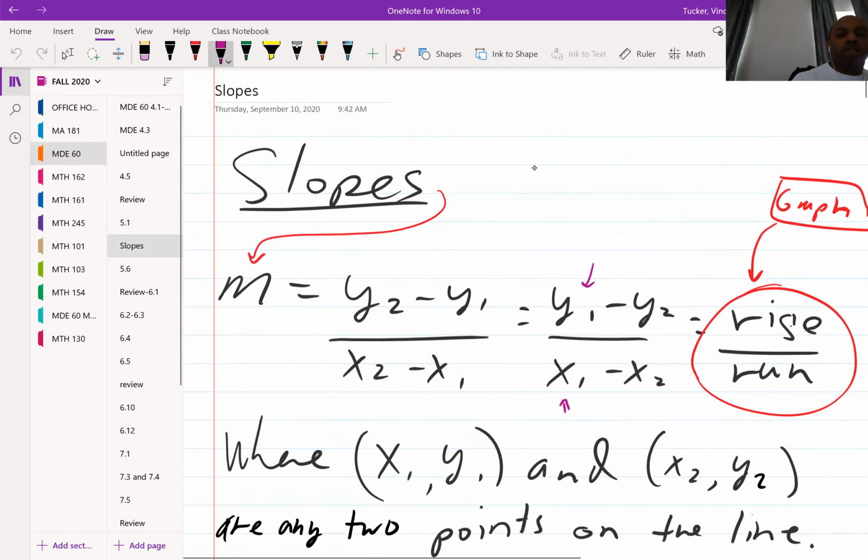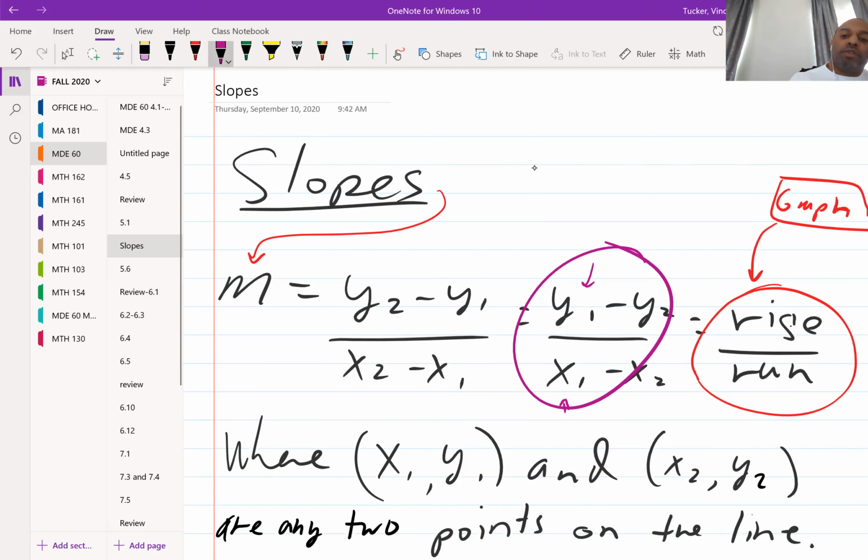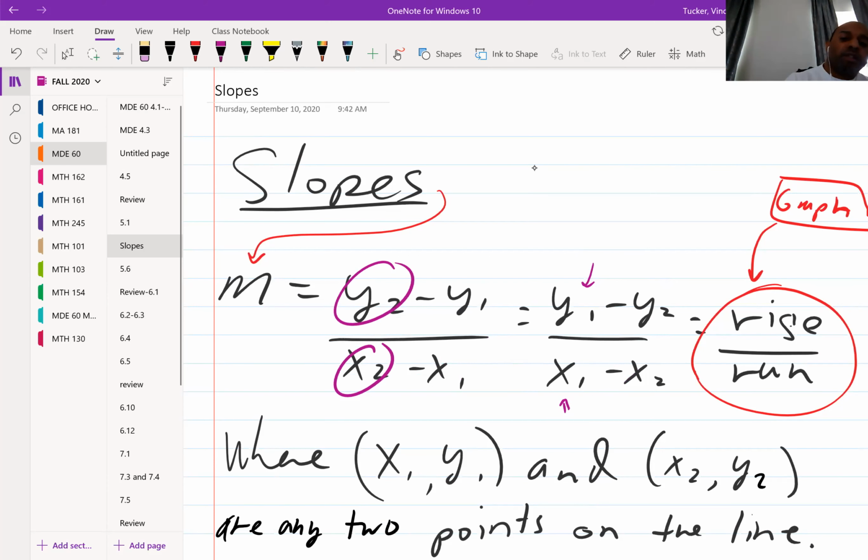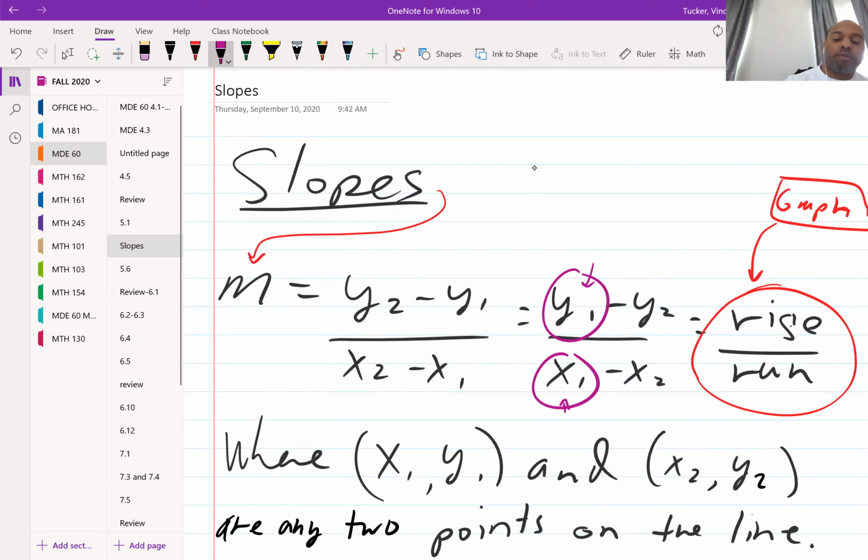So the next thing they talk about in this section is your slopes. So m equal to y2 minus y1 over x2 minus x1. Or you can use y1 minus y2 over x1 minus x2. You just have to be consistent. Notice you use y2 and x2 first here, and then here you use y1 first and x1 first. So as long as you stay true to that, you'll get the same value.